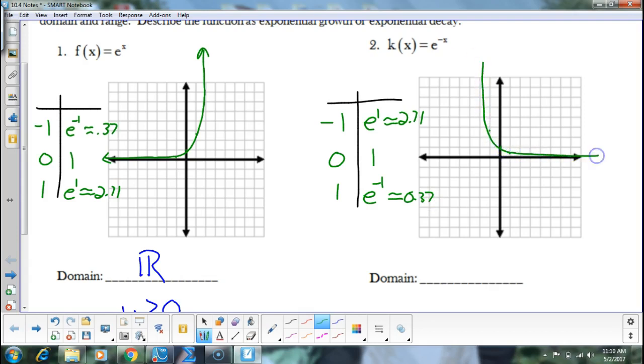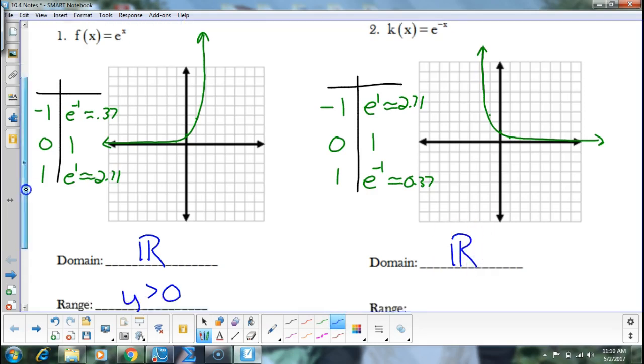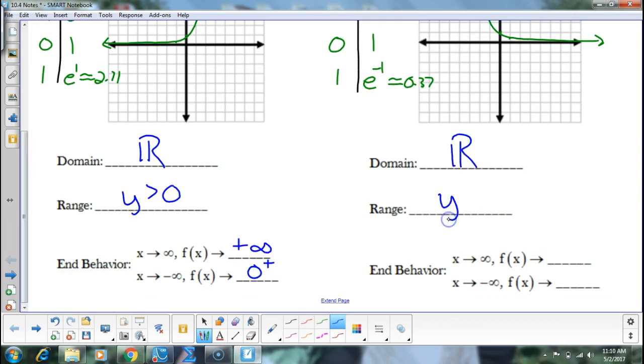So it really was a reflection in which axis, x or y? In the y-axis, yep. Domain, did it change? Nope, so it's still all real numbers. Range, did it change? Nope, so it's still y is greater than 0. End behavior, did that change? Yeah, so now as x is going to the right, where's our function going? 0 from above. And as x is going to the left, it's going to positive infinity. Good?